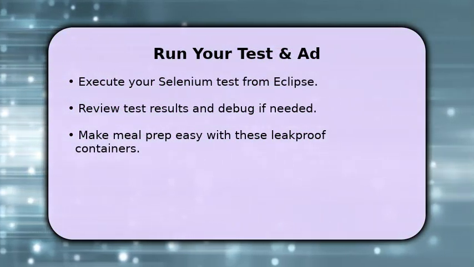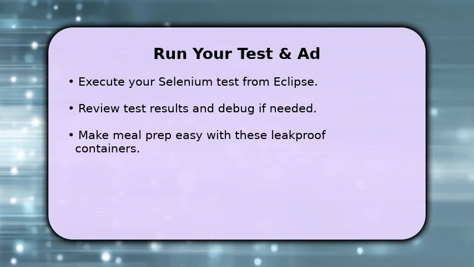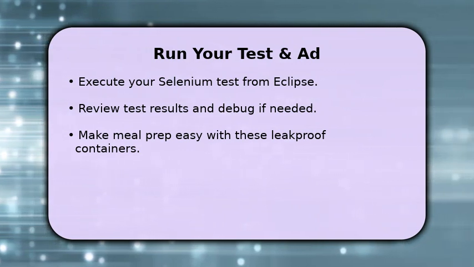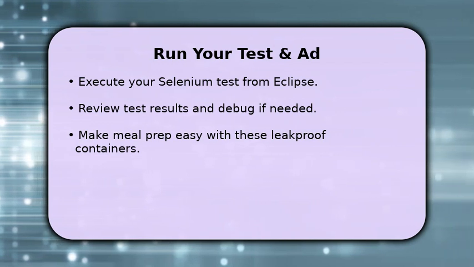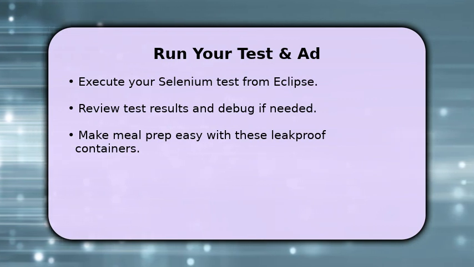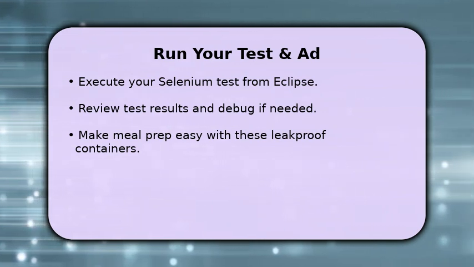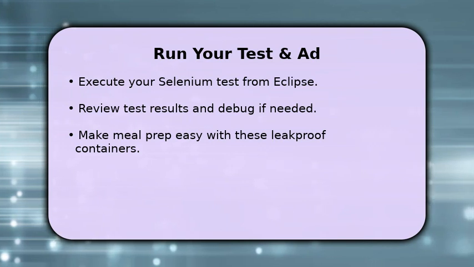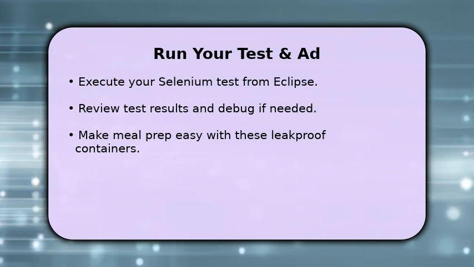Right-click on your test file or class, then select Run As, and choose JUnit Test or TestNG Test, depending on your setup. Observe the console output for test results and any potential errors. If issues arise, use Eclipse's debugging tools to step through your code and identify the problem.